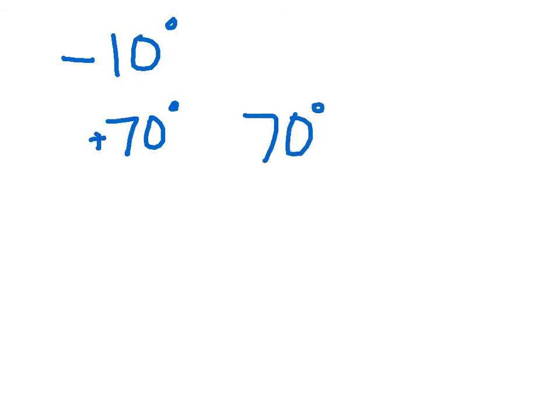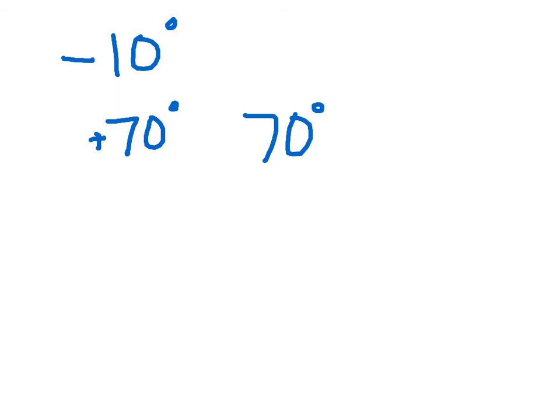I'm going to give you a couple of word descriptions, and let's see if you can come up with how you would write that as integers. For example, if I said 10 degrees below 0, you would write that as minus 10 degrees. 70 degrees above 0 would be 70 degrees. Sometimes they put the plus in there, but usually if you just see it by itself, it's just assumed that it's going to be on the plus side.